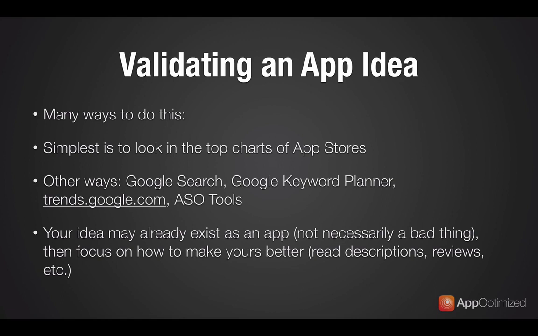A good way to do this is to read the description of what it does, look at the reviews, and find out what people are complaining about and ways you can make it better. And it doesn't have to be just in terms of functionality. You can make your app better through better graphics, better sound effects, enhanced features, or more efficient ways of doing things. There are many different ways that you can make an app better than what's already out there.